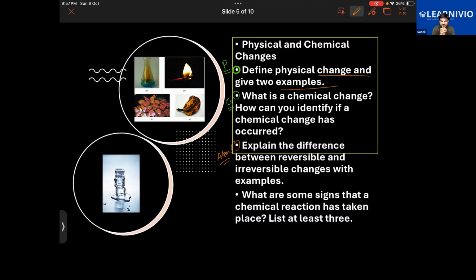Okay. Can anyone answer the last one? What are some signs that a chemical reaction has taken place? If a chemical reaction has taken place between two substances, what are some of the common signs that we will see? Basically, you have to answer about the common signs of a chemical reaction.